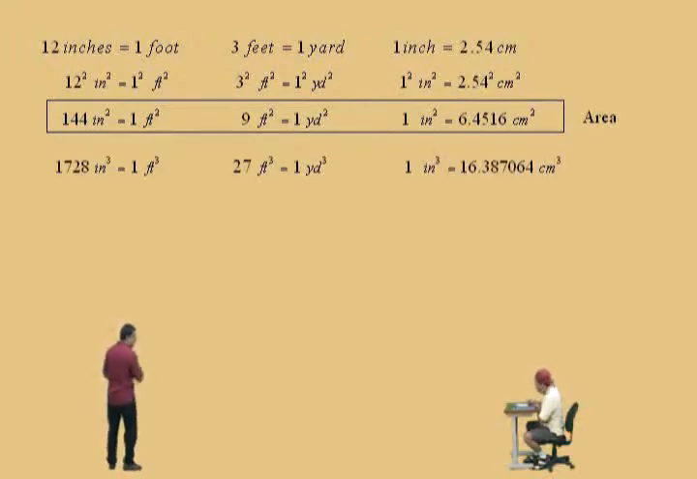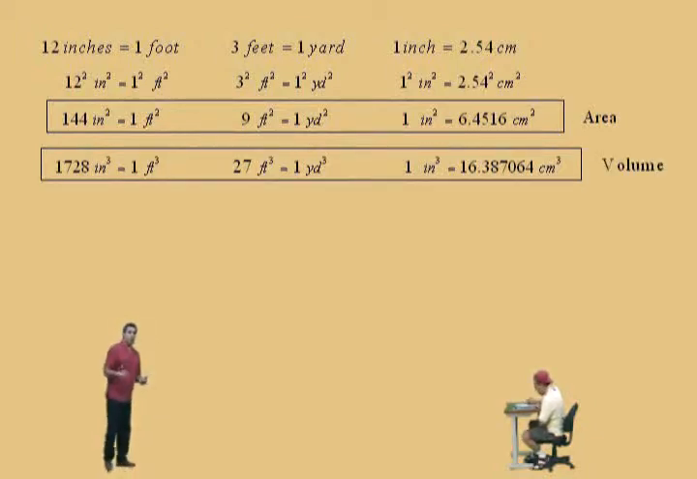1,728 inches cubed is equivalent to 1 foot cubed. 27 feet cubed is equal to 1 yard cubed. And 1 inch cubed is equal to 16.387064 centimeters cubed. Those are dimensions for volume. So let's use these, and let's do an area problem. Here we're going to convert 2 yards squared to centimeters squared.